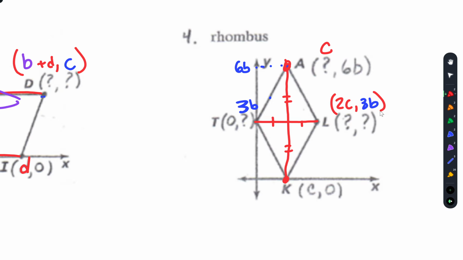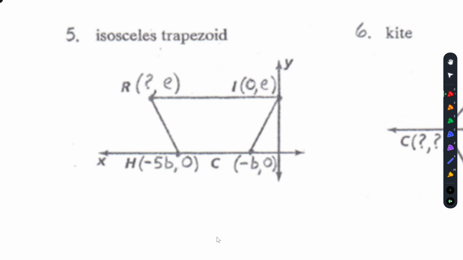Okay, we're almost done. Questions on that? I think 5 is kind of a weird one. It's not that bad. Okay, isosceles trapezoid. In an isosceles trapezoid, we know by its definition that these legs here are congruent. If I know that those legs are congruent, and I also know that these heights are congruent because they're both E, then I've got some congruent triangles here. That's going to tell me that these bottom pieces are also going to be the same.